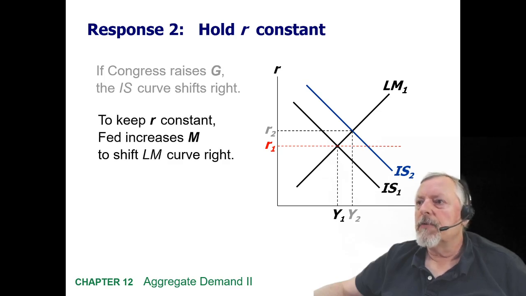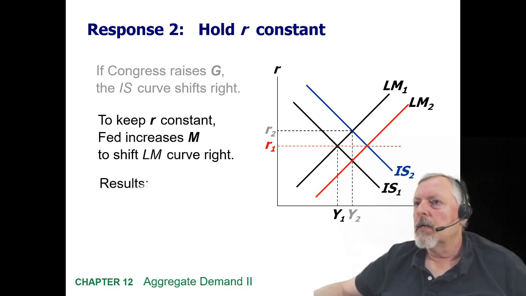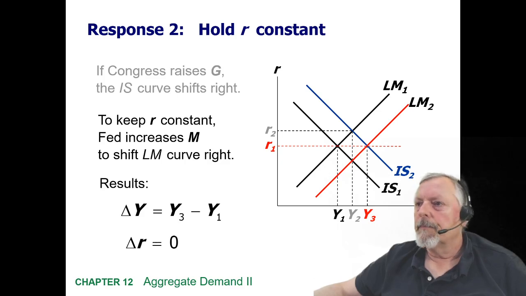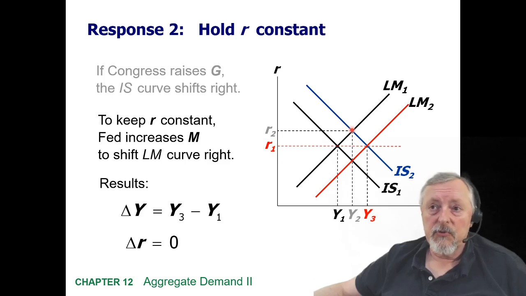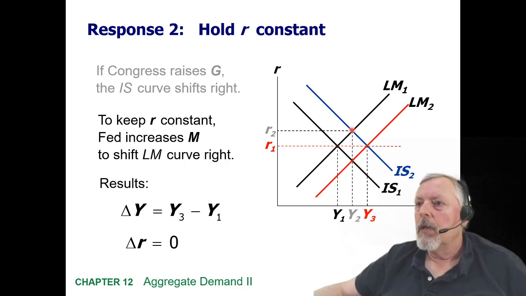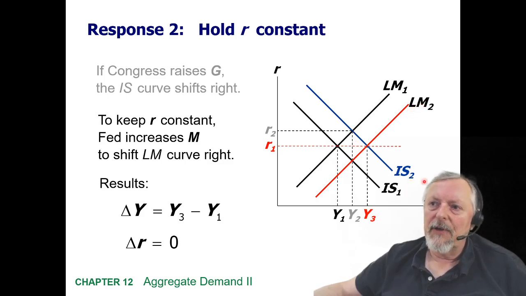Now, what happens if the Fed decides to hold the interest rate constant? Okay, so we start at this equilibrium. The IS curve shifts right. We move to this equilibrium. The economy has grown to Y2. Interest rate has gone up to R2. Well, if the Fed wants to push the interest rate back down to R1, they would increase the money supply. So we would move to the intersection of IS2 and LM2 here.